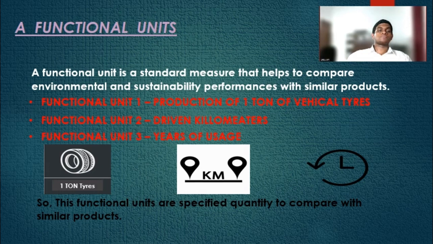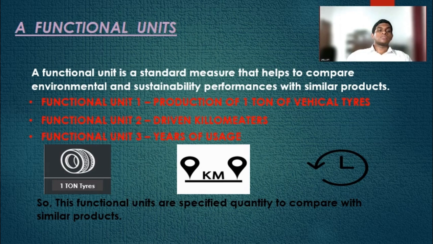The second functional unit we will compare is driven kilometers. By measuring the environmental impact per kilometer driven, we get insights into a product's contribution to pollution and resource consumption during its usage phase.